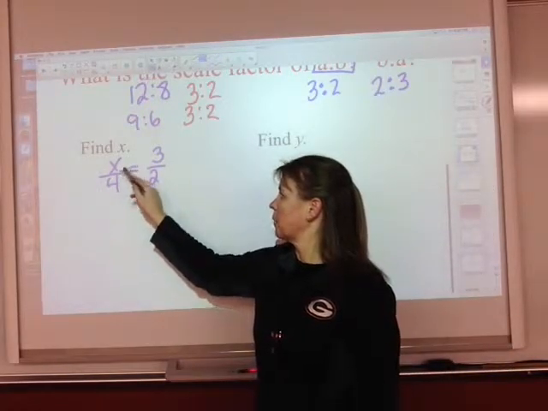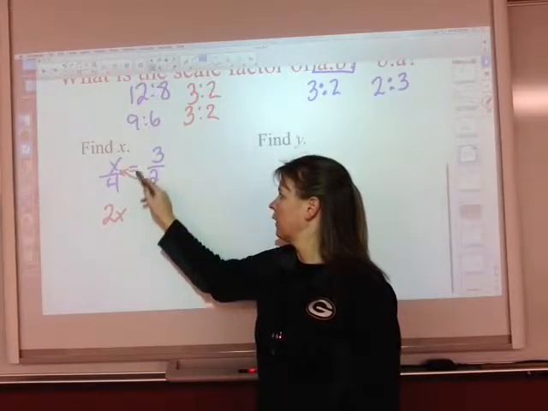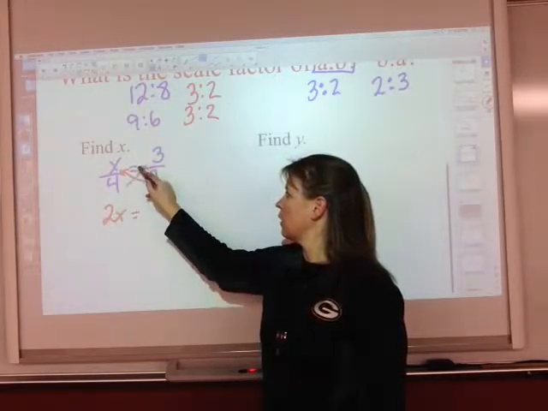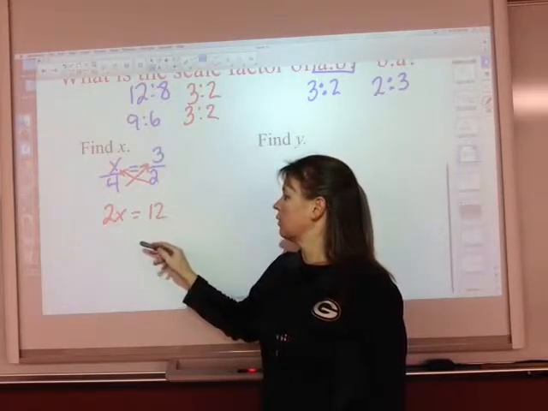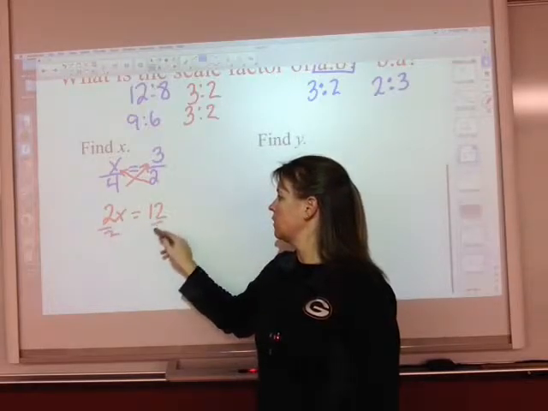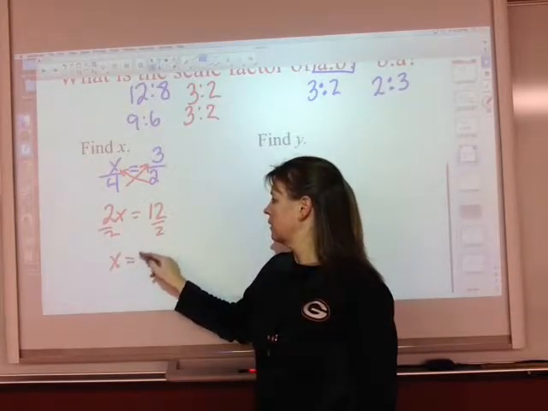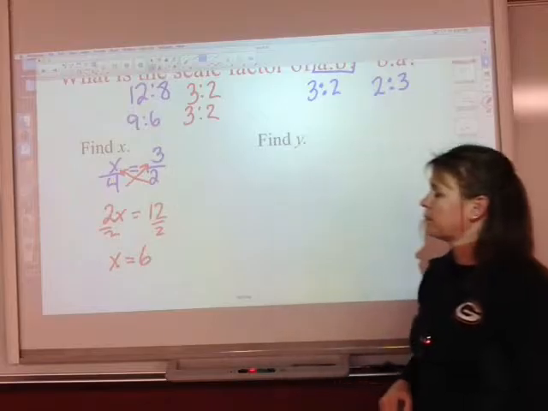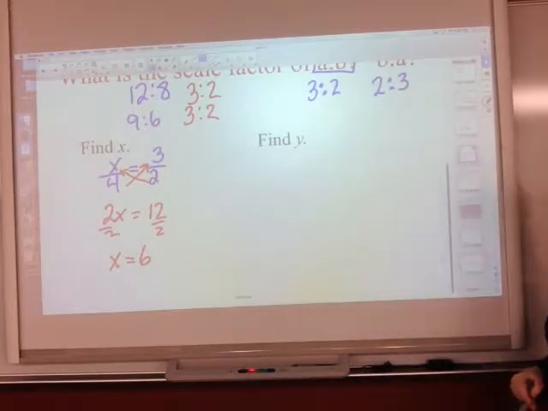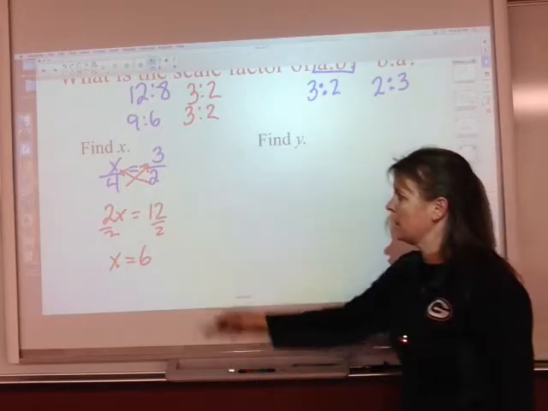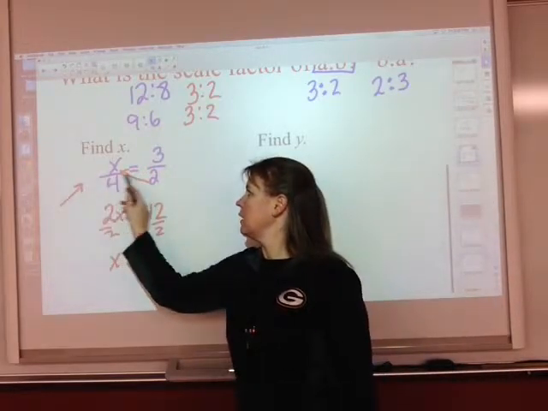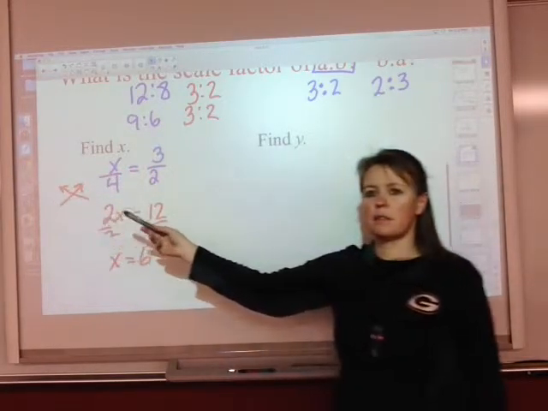Solve this with cross multiplication. 2x, put an equal sign in between, cross multiply this way, equals 12. Divide by 2, divide by 2, x is 6. 6 over 4 equals 3 over 2. Some of you could very easily have done that in your head because it was an easy one, no decimals or fractions involved.